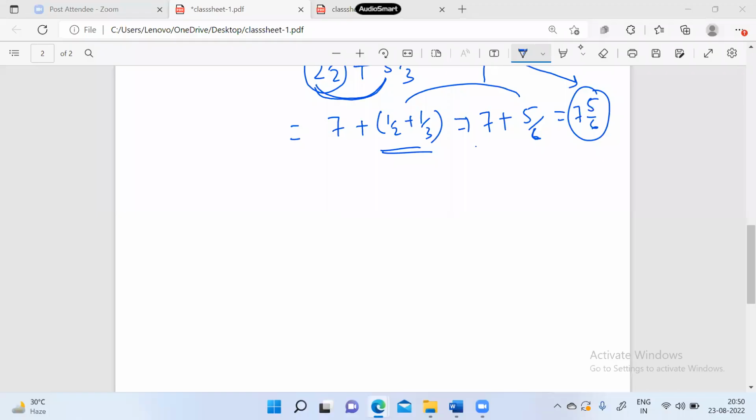Here we saw that the fractional part added up to 5/6, which is less than 1. So we directly attached the fractional part to the integer part and wrote the answer as 7 5/6.